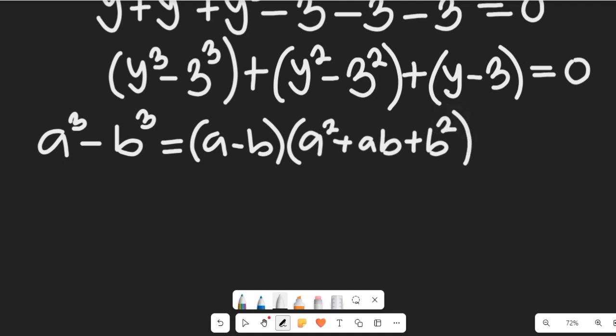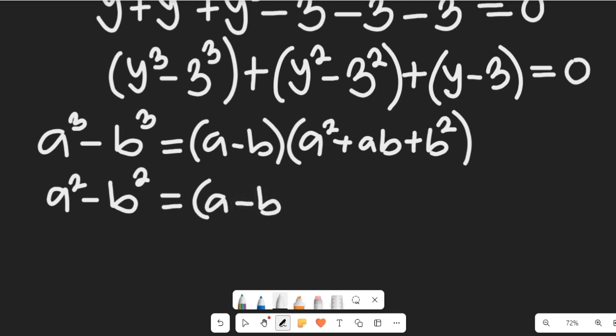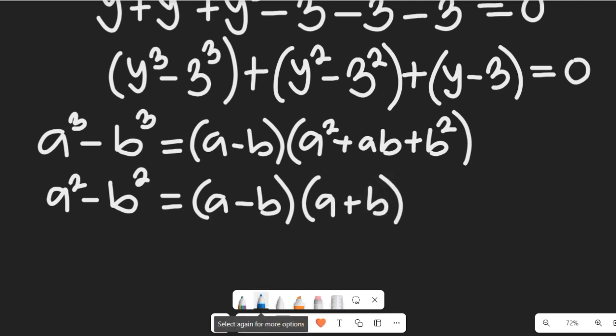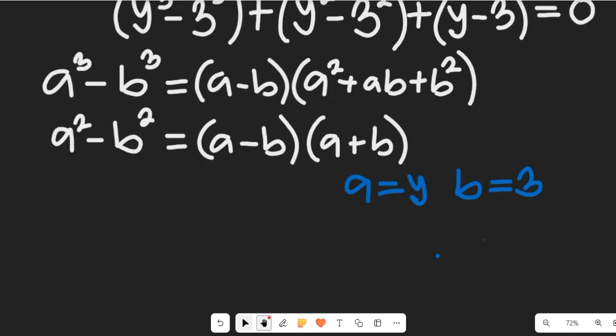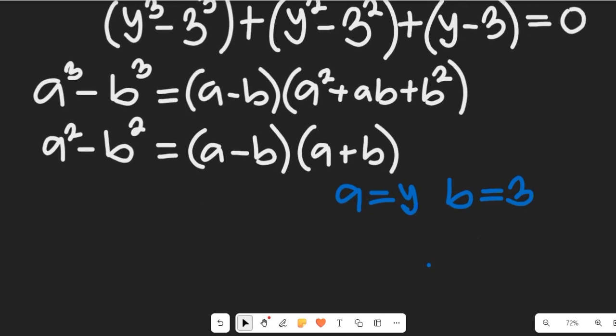right? And also, if I have a difference of two squares, a square minus b square, this can be equal to a minus b, and this will be what? A plus b. Now recall that from this expression, my a is equal to y, and then my b is equal to 3. Now if I simplify this expression, I'm going to arrive at a given solution.